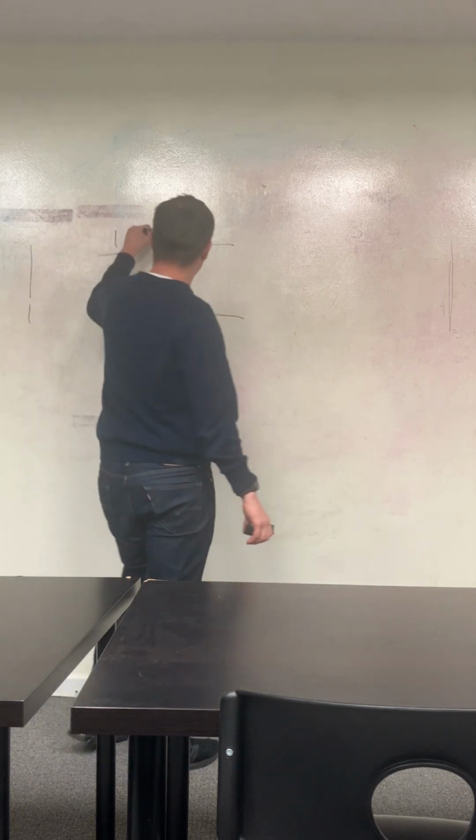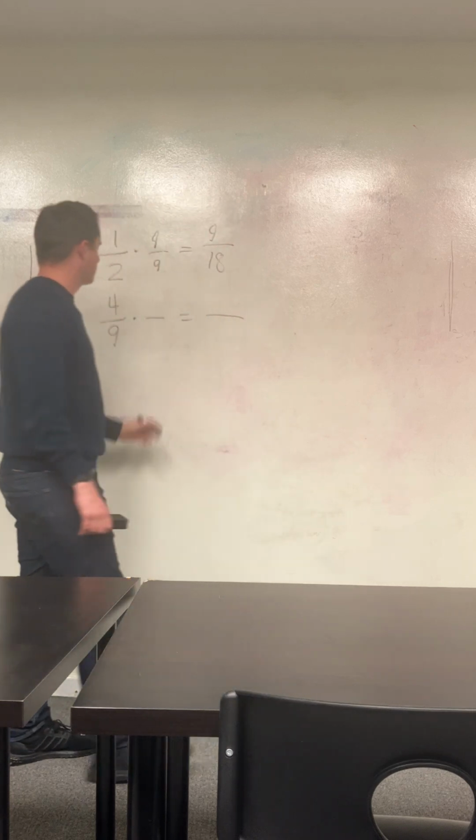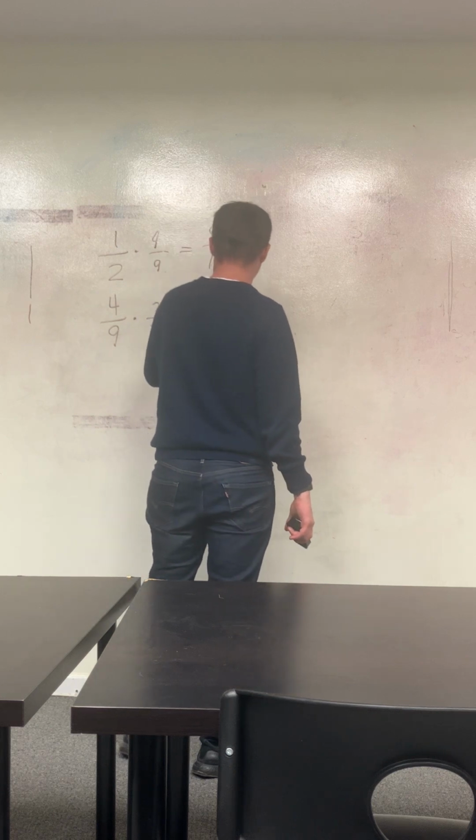Well, 2 over 9 is not 1. It's got to be the same top and bottom. So 9 over 9. 9 over 9, you say? Yeah. Okay. 9 over 18. What are you going to do this one now? 2 over 2. 8 over 18. That works.